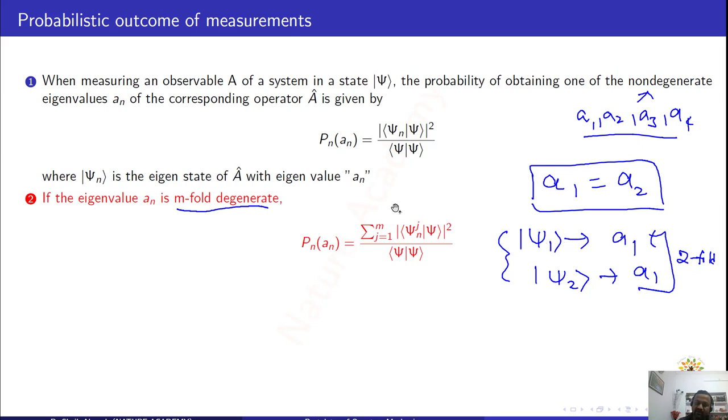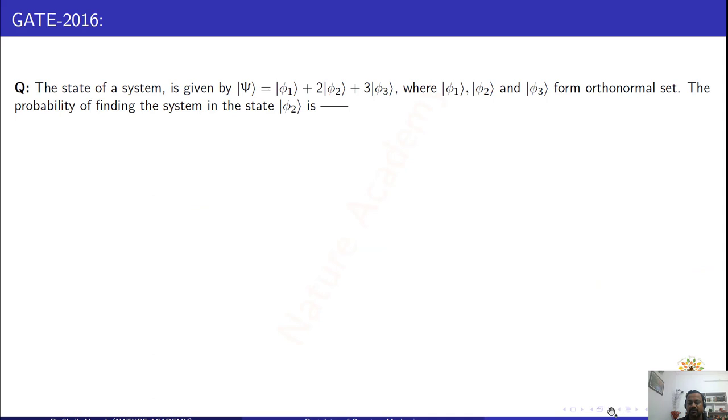If we have eigenvalue an, which is m-fold degenerate, then the probability of obtaining the degenerate eigenvalue an can be written as the modulus squared of the inner product of psi n with psi, divided by this one. You should use one summation here, j equals 1 to m. By doing some problems, you will get a clear picture.